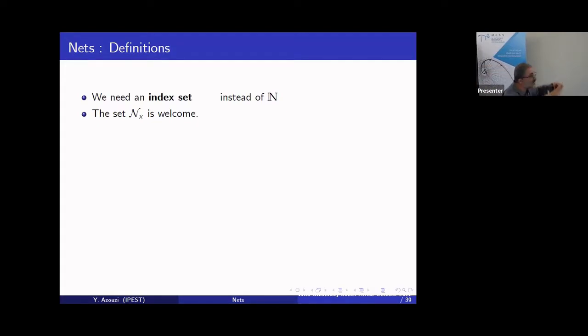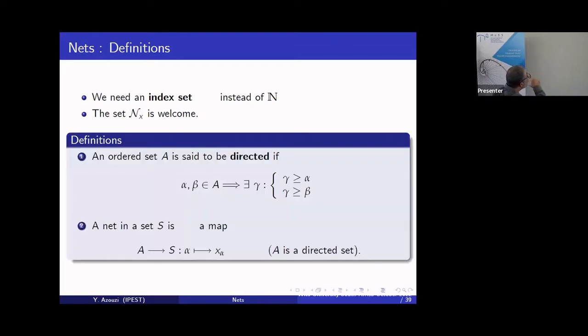So what's a net? A net is like a sequence, but we just change the index set. The index set is not the set of integers, but it's a more general thing, like the set of neighborhoods. And this is the formal definition. We need a set of indices, which is ordered and satisfies these properties. If we take two ranks, we need another rank which is greater than or equal to both of these ranks.